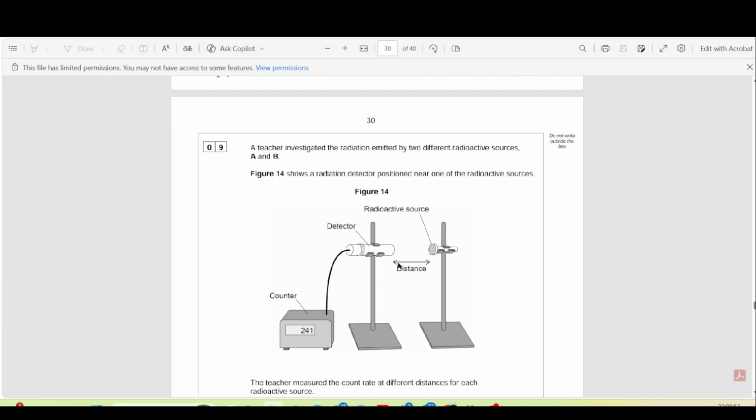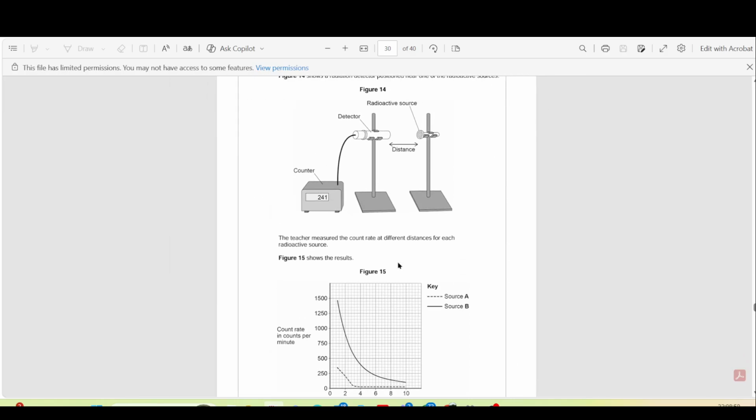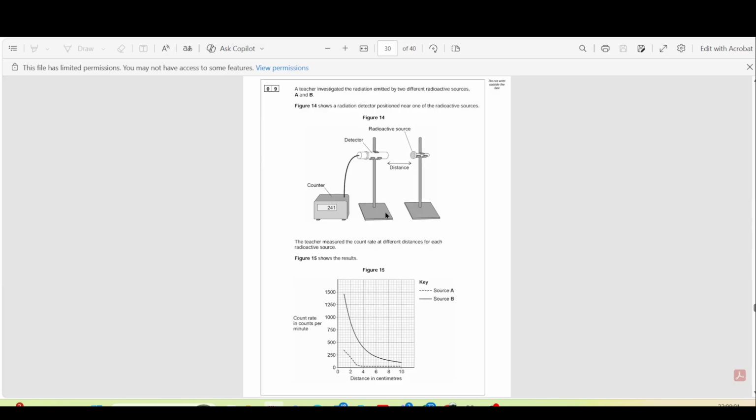Let's do number 9. Read the question and look at the graph. And then we will do 9.1. A teacher investigated the radiation emitted by two different radioactive sources, A and B. Figure 14 shows a radiation detector positioned near one of the radioactive sources. The teacher measures the count rate at different distances from each radioactive source. Figure 15 shows the results.